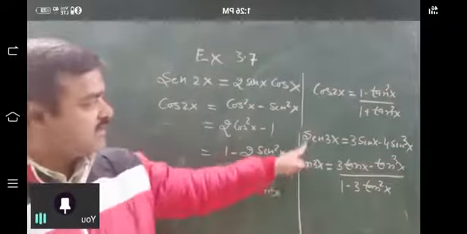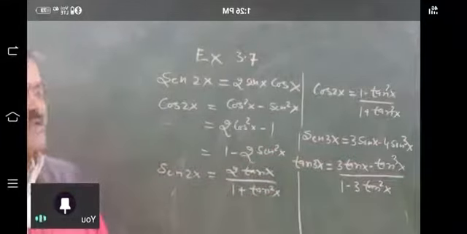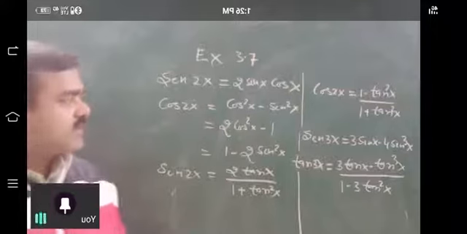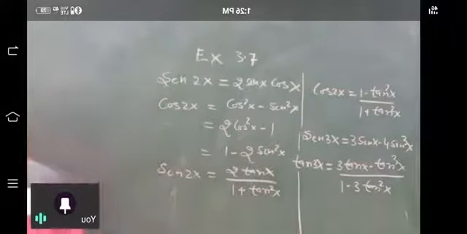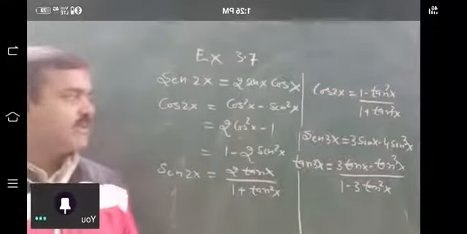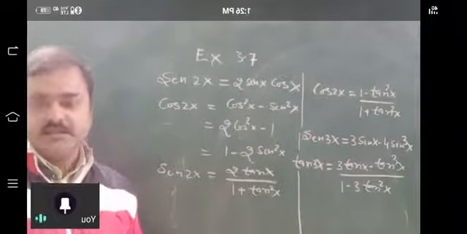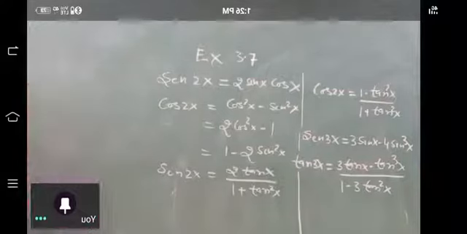And there are the other two identities, sin 3x, 3 sin x minus 4 sin cube x, and tan 3x equal 3 tan x minus tan cube x upon 1 minus 3 tan square x. So you may note down.